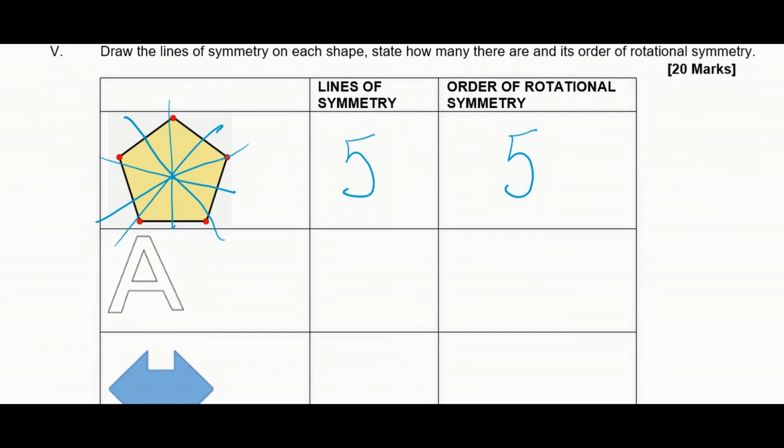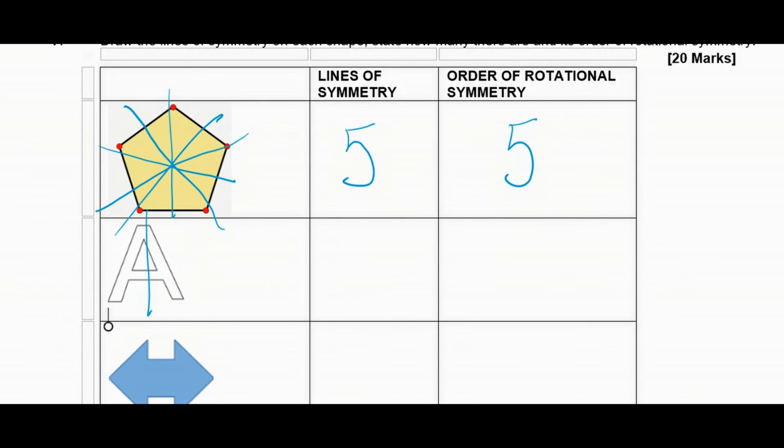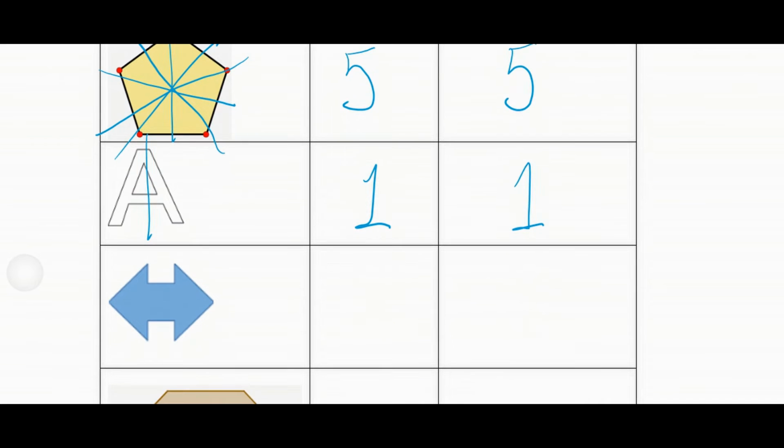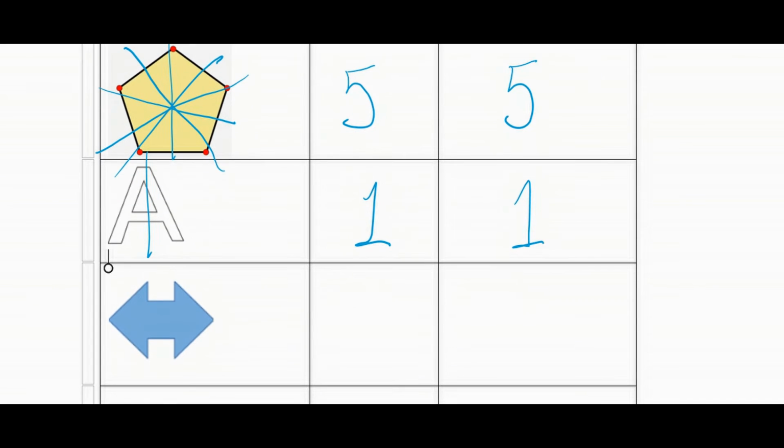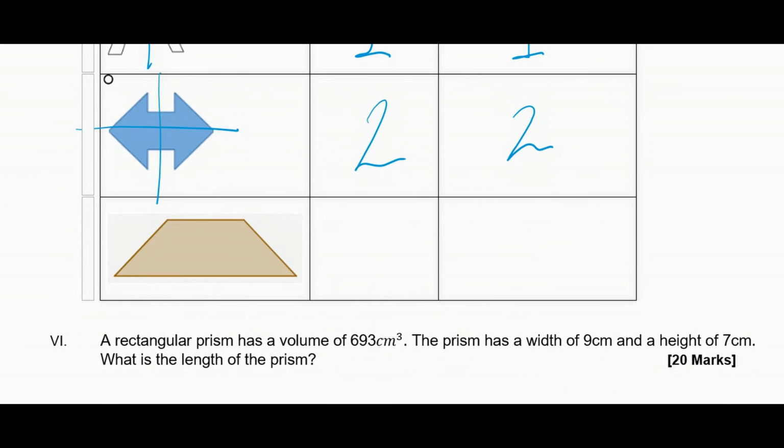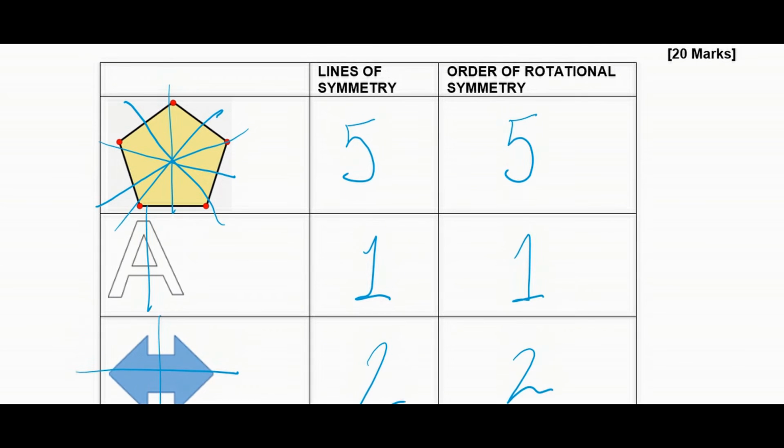And it says lines of symmetry, only 1. Order of rotational symmetry then is only one, right? It says lines of symmetry. There is one and there is two. So what about the rotational symmetry? Order of rotational symmetry, it is going to match 2 times. And we have this, which is one line of symmetry. And the order of rotational symmetry is also 1.